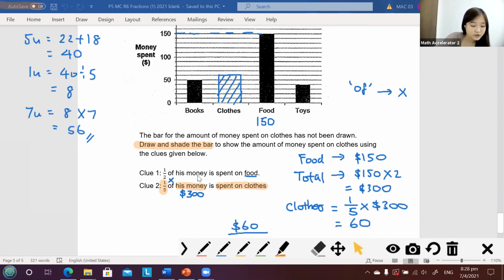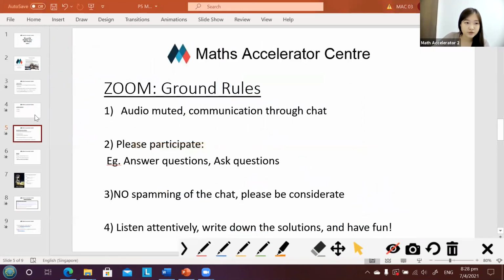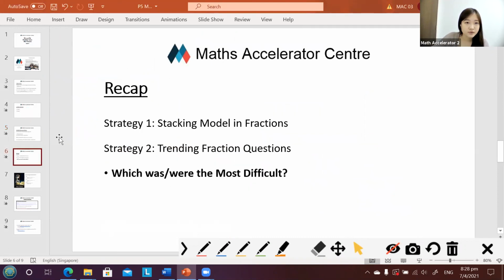Okay, so this is the last question already. Let's go back to this. If you're still copying, later I can show you the answer. Okay, so let's do a recap. Okay, we did strategy 1, stacking model in fractions. And strategy 2, we had 3 different trending fraction questions. Right, so you can type in the chat, which one do you find the most difficult?